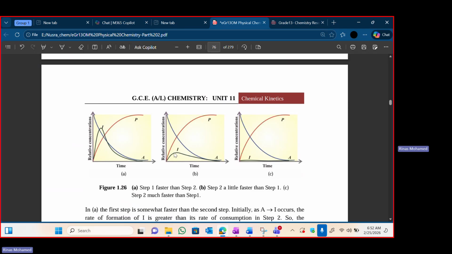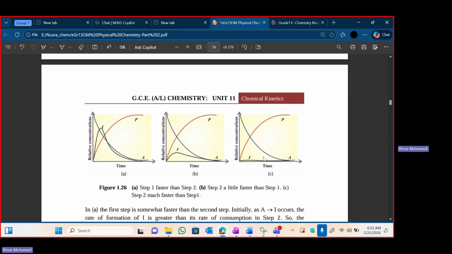Sometimes, if the first step is slower, then what will happen? The reactant's concentration will decrease, and the product's concentration will increase with time. But the intermediate concentration slowly increases, and after that it will disappear in the second step, because the first step is slower than the second step. That is, the graph becomes like this one.